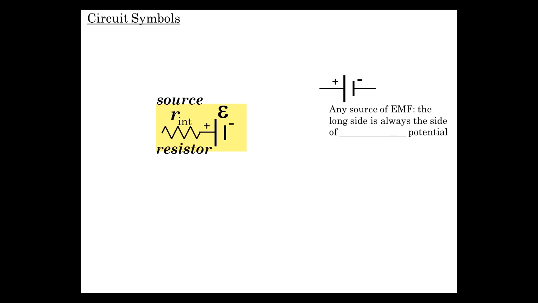We have the source itself here in the shaded region that encompasses the whole thing. There's an internal resistance. That's a resistor. It's a symbol for a resistor. And then we have the EMF source here. And the EMF source has a long side, which is positive, and a short side, which is negative. All right, so there it is again. I'm going to put that ultimately in a circuit here. Source of EMF, the long side is highest potential. Short side is lower potential.